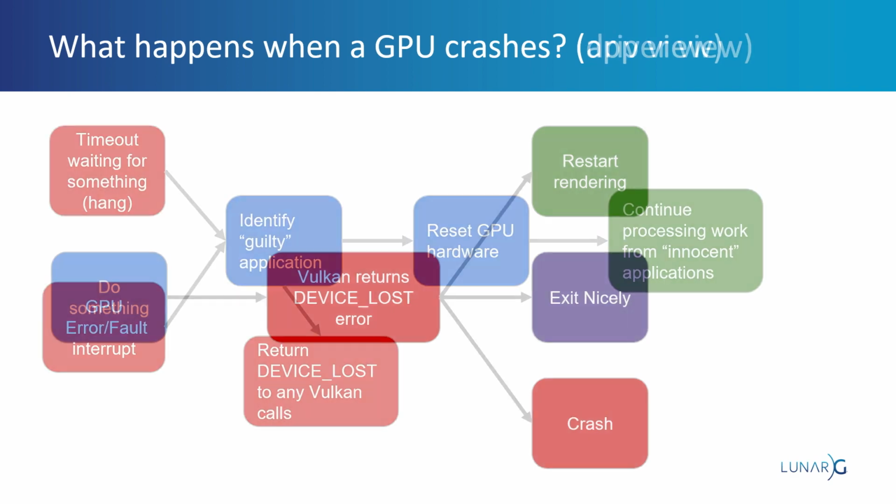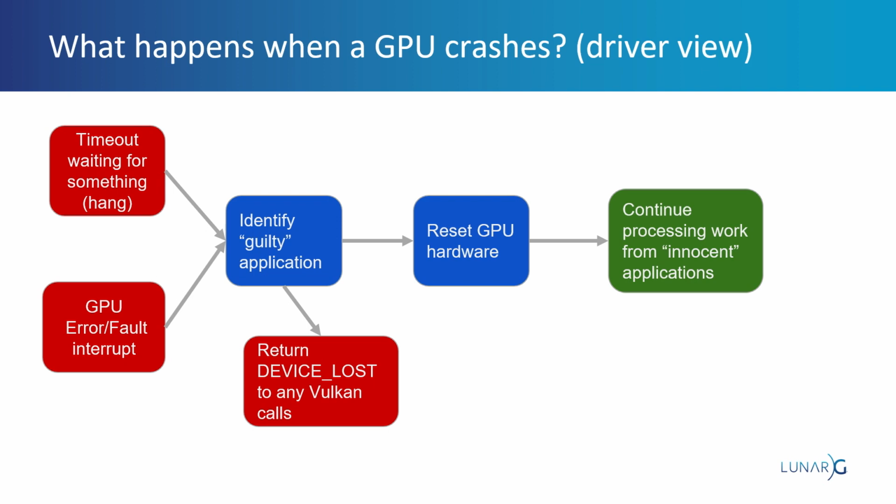So what happens in the driver? Drivers are looking at forward progress, like I said, so they'll have some sort of timeout, and that's usually what we call a GPU hang. And there's also various hardware interrupts that might happen, telling you that the GPU is in a bad state or you got a page fault.